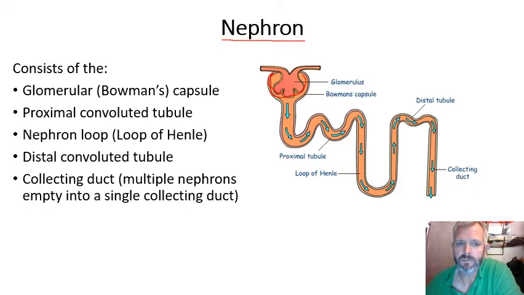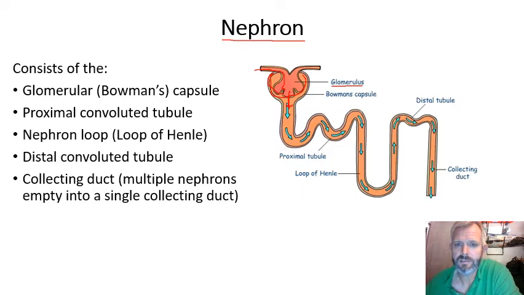And you can see the Bowman's capsule, or the glomerular capsule, wraps around the glomerulus. And the glomerulus is that capillary bed that is fed by the afferent arteriole. So the afferent arteriole brings blood into the glomerulus, and at the Bowman's capsule is where we're going to get the blood filtered. The filtrate will move from the blood into the tubules here, into the Bowman's capsule.